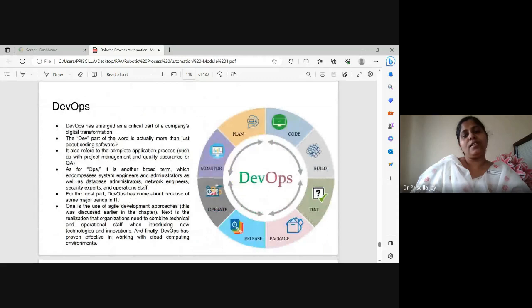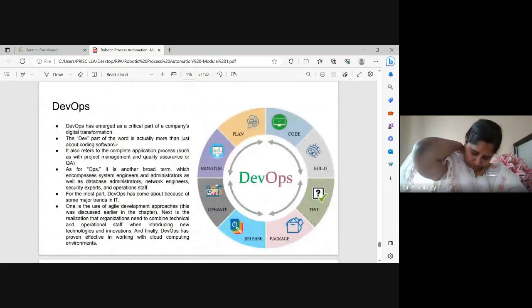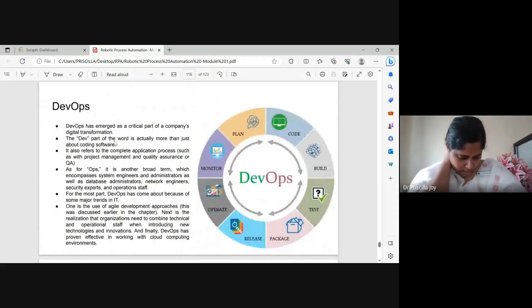So next comes DevOps. It is a critical part where all the fields, all the processes which are there, will be converted to a digital transformation. So in which, in the dev part of it, we'll be having just the coding software which is there.